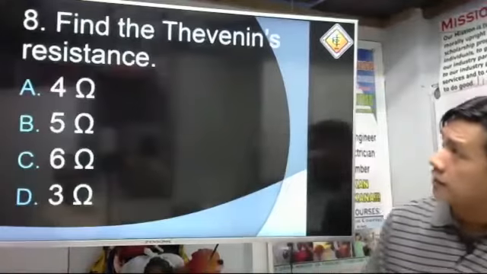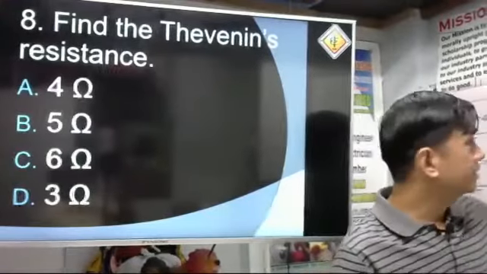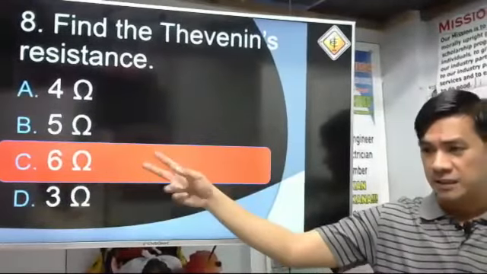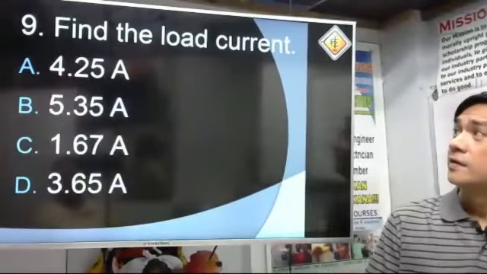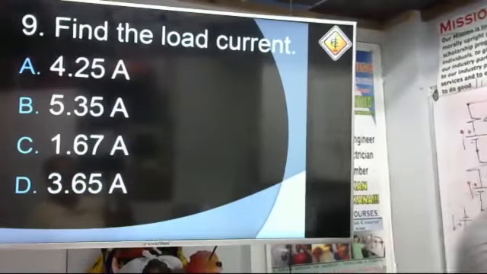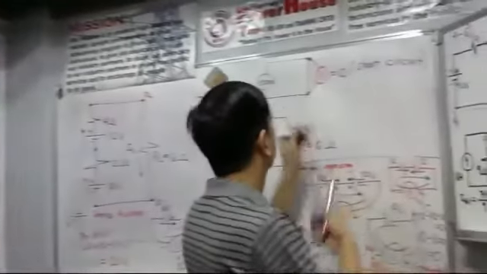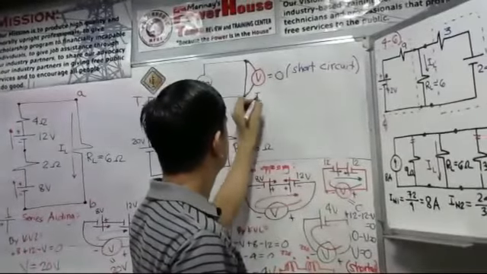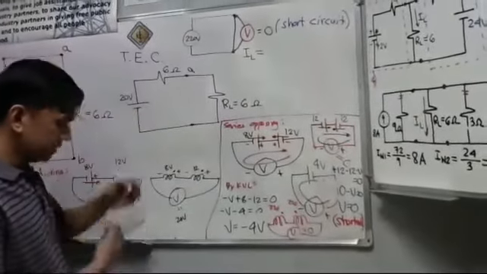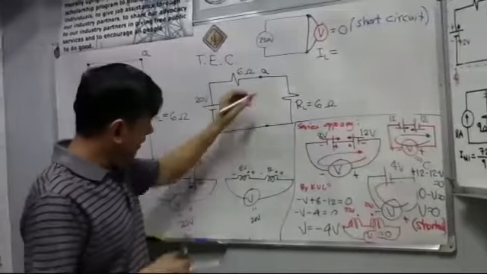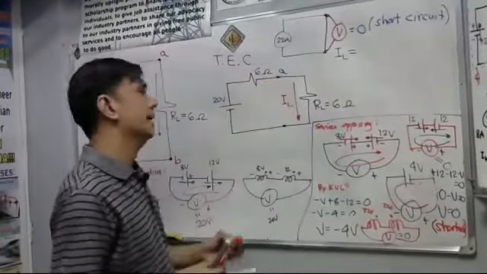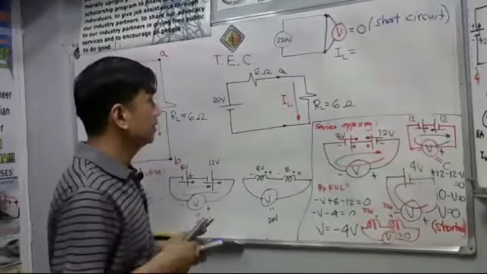Then we have here, find the Thevenin's resistance. Our answer on the board is 6 ohms. That's correct, letter C. And then, find the load current. Okay, so what is then the load current? So this is our load current, guys. Considering our Thevenin circuit here, this is our load current, IL.